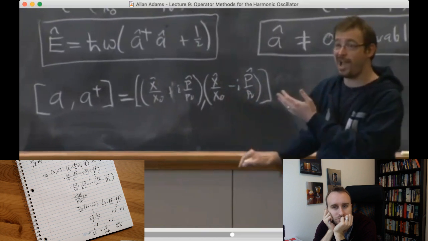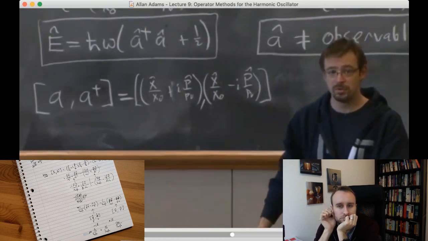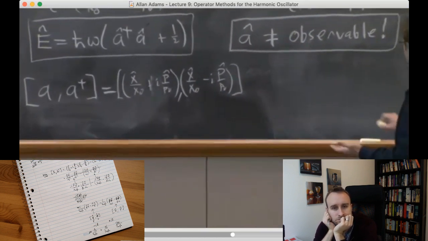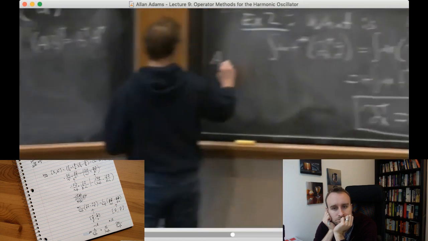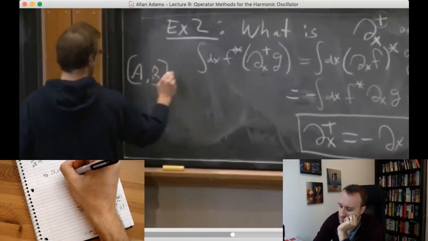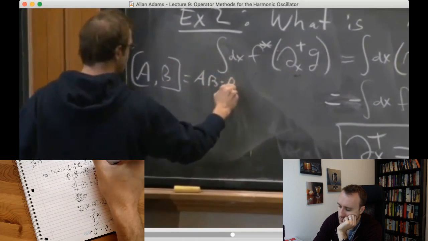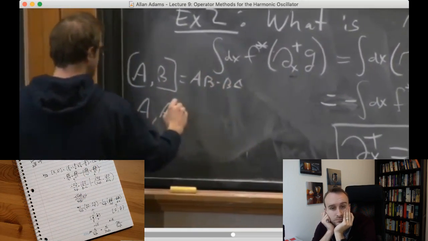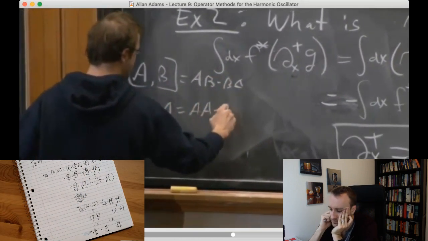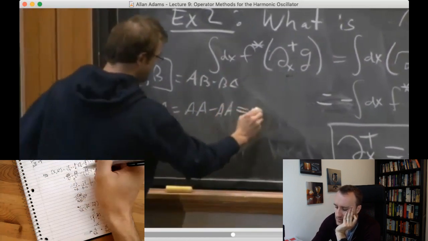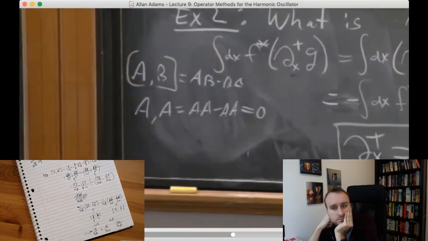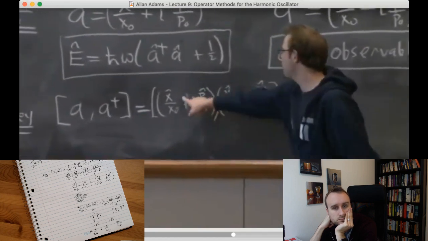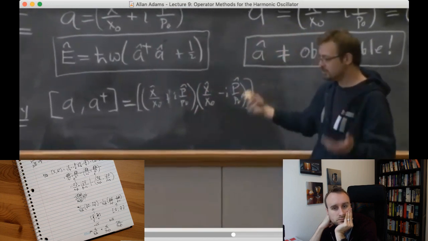What is the commutator of an operator with itself? 0, because remember the definition of the commutator is AB minus BA. So A with A is equal to AA minus AA, which is 0. You have no options there. So x with x is 0. P with P is 0.